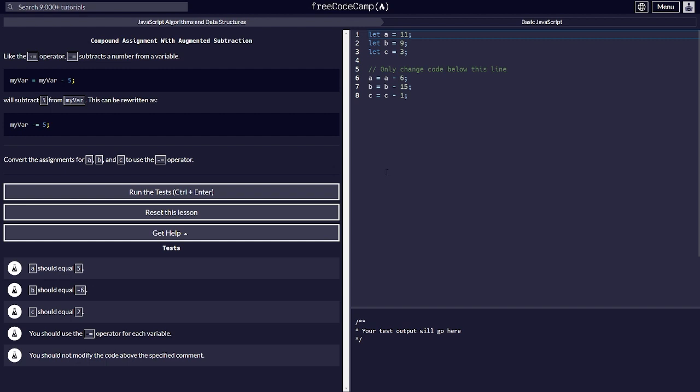Okay, compound assignment with augmented subtraction. Like the other operators, subtraction subtracts a number from a variable. My var equals my var minus 5. We'll subtract 5 from my var. This can be rewritten as my var minus equals 5. Alright, convert the assignments again. So this is going to be minus equal, minus equal, minus equal. And then we just need to delete everything else in between it.